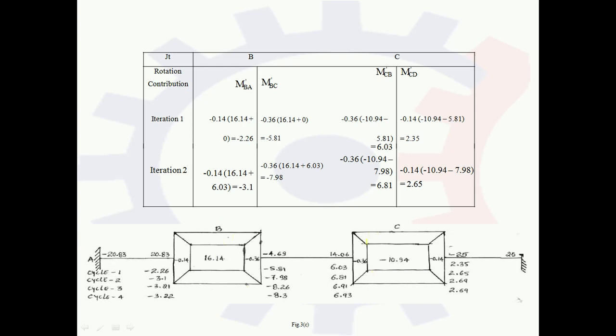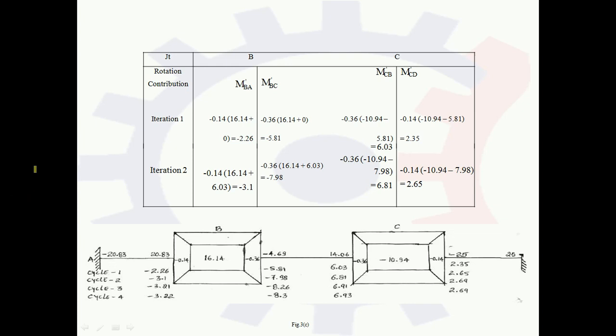In iteration number 2, again for M dash BC we are getting the fixed moment rotation factor at BA into the sum of the fixed moment at joint B, 16.14, plus 6.03. 6.03 is the far end moment of rotation contribution, that is 6.03 at CB written over there. So 6.03 we have to consider, and we are getting it as minus 3.1.